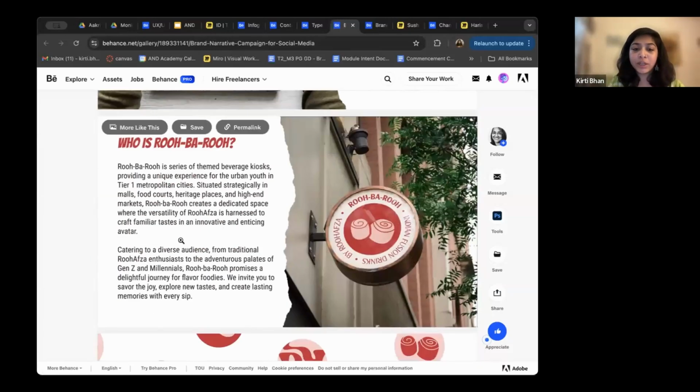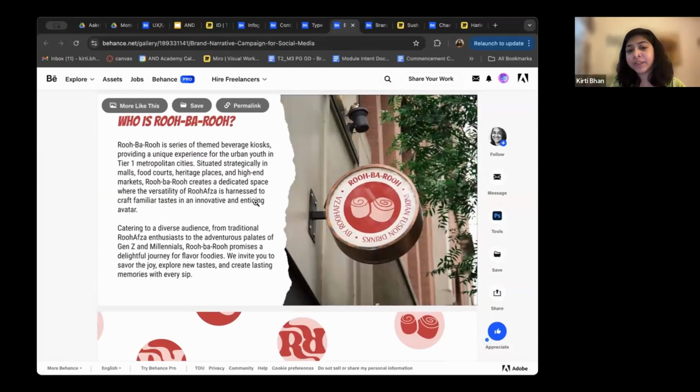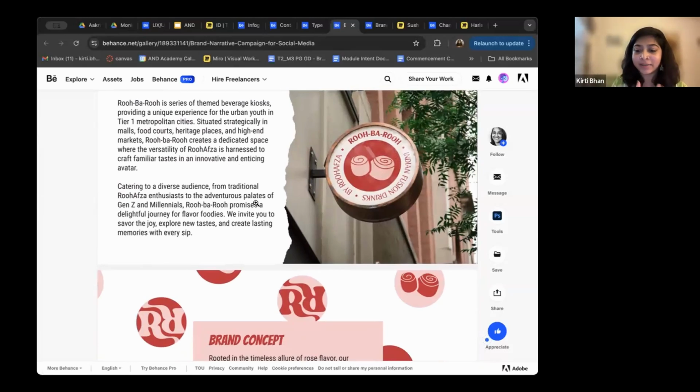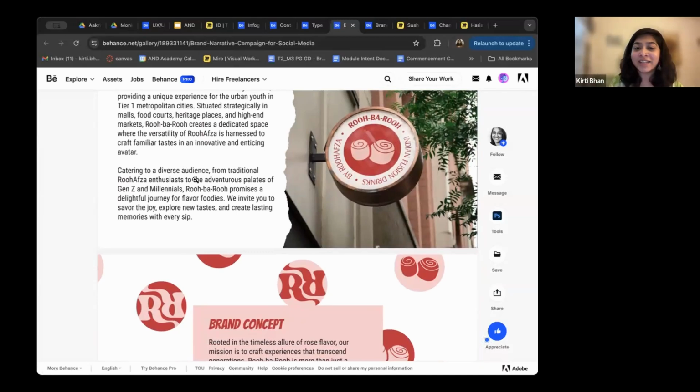This is Rubaru, which is an extension of Rooh Afza, which everybody knows, and which takes us back into nostalgia of those days. And this one is talking about traditional Rooh Afza enthusiasts to the adventurous palates of Gen Z and millennials.